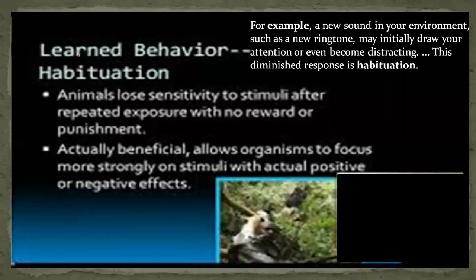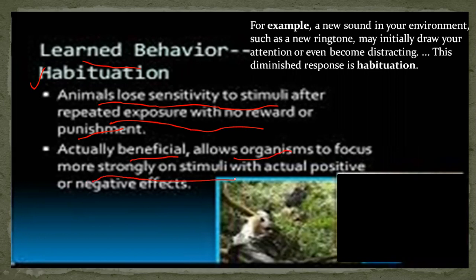So first of all, we will see learned behavior. Which learned behavior? Habituation. Habituation means to become habitual of any behavior. So this is the type of behavior in which animals lose sensitivity to stimulus after repeated exposure with no reward and punishment. So actually it is beneficial. It allows organisms to focus more strongly on stimulus with actual positive or negative effects.